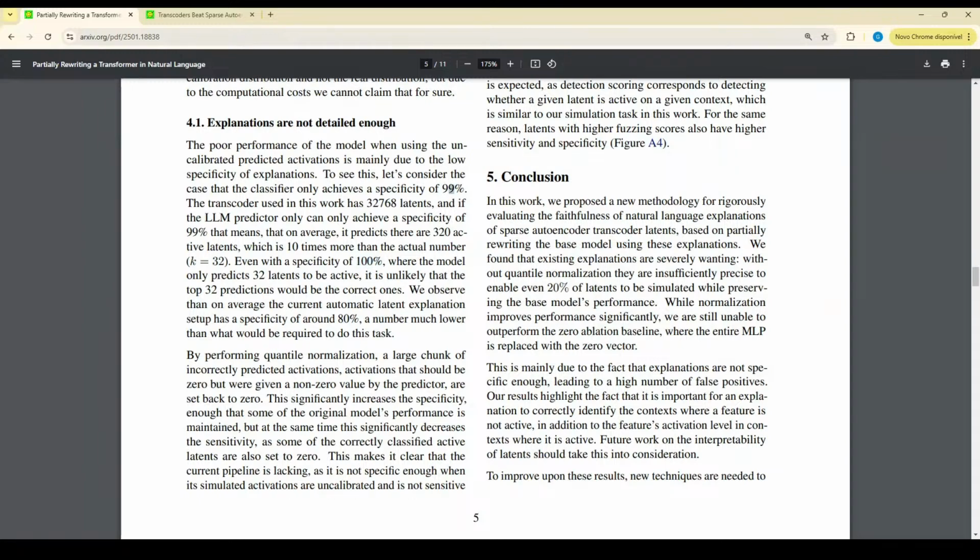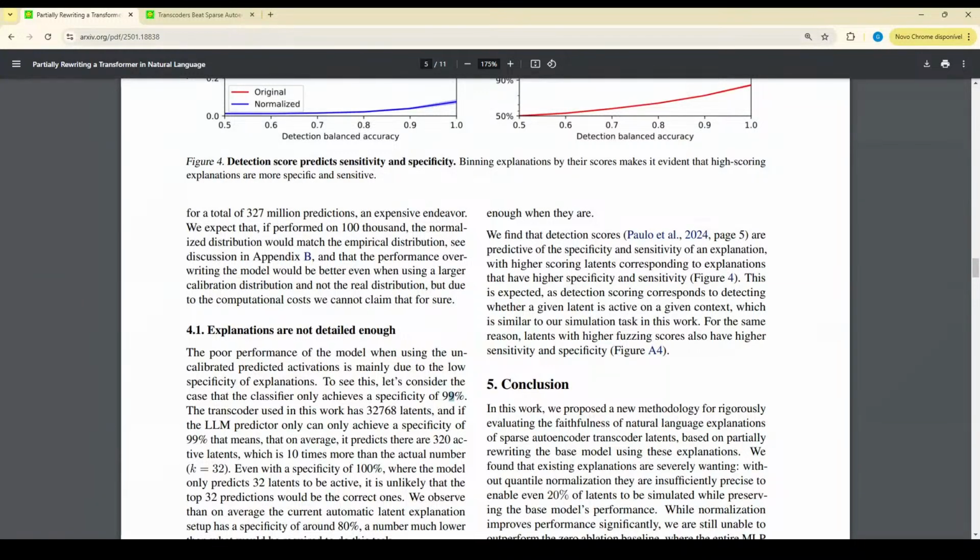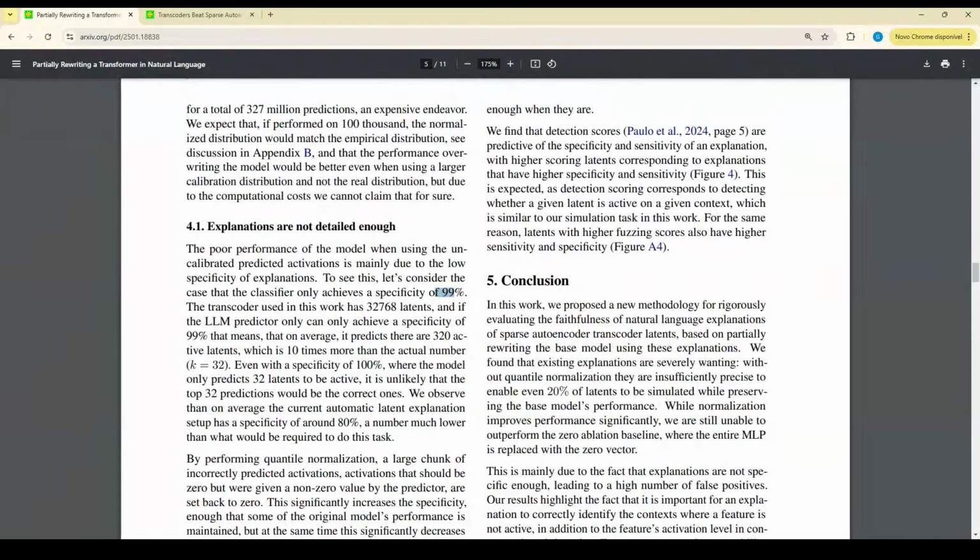In the real world, our explanations normally only have a specificity of 85 to 90%, which is, again, 1 order of magnitude worse than you need. So you'd predict 3,200 active latents when only 32 are active. And this means that even if you're very good at predicting which latents are active, those are going to be drowned out in the noise of your predictions.